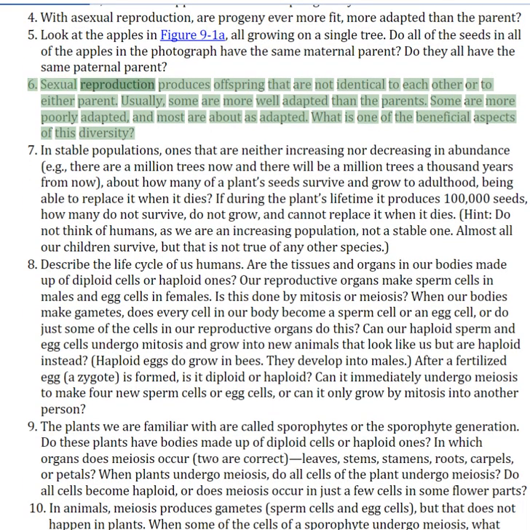6. Sexual reproduction produces offspring that are not identical to each other or to either parent. Usually, some are more well adapted than the parents. Some are more poorly adapted, and most are about as adapted. What is one of the beneficial aspects of this diversity?